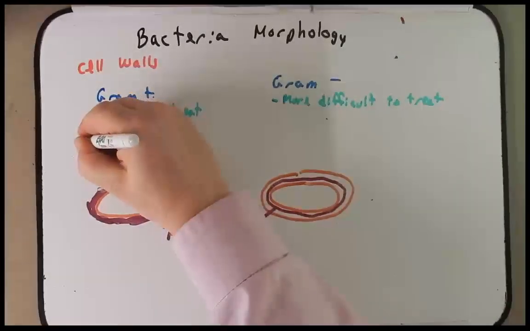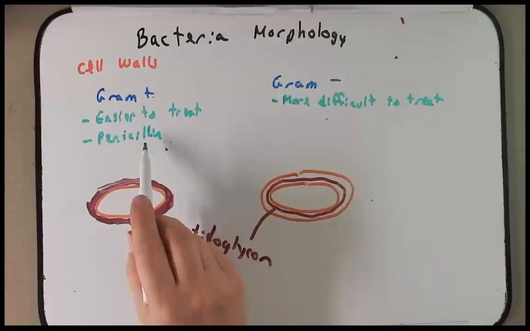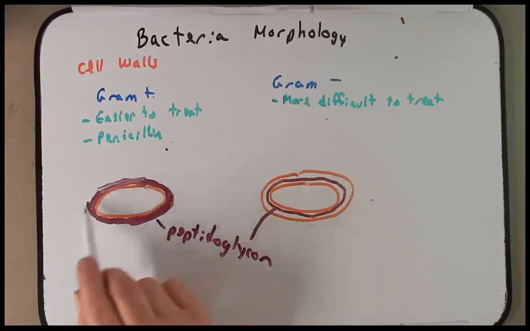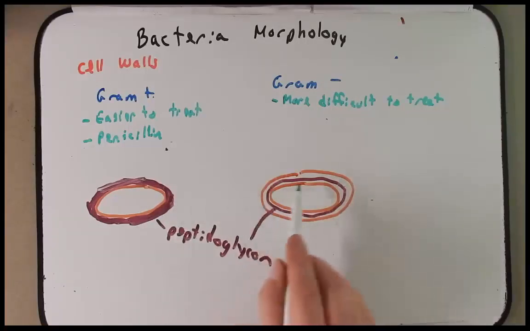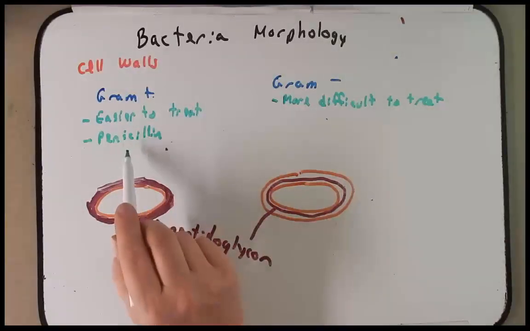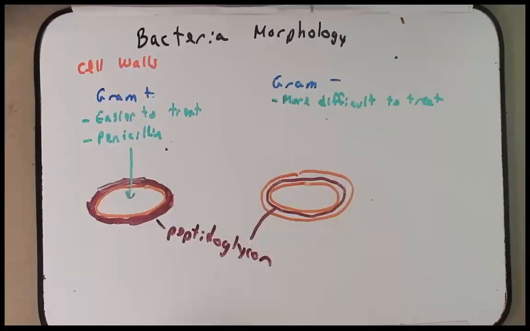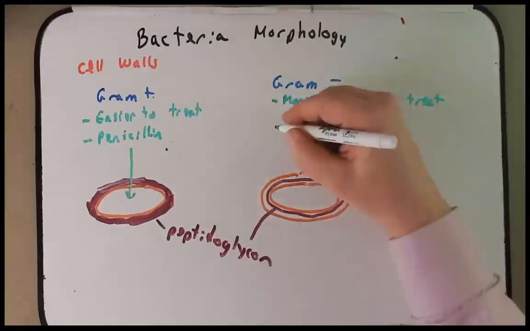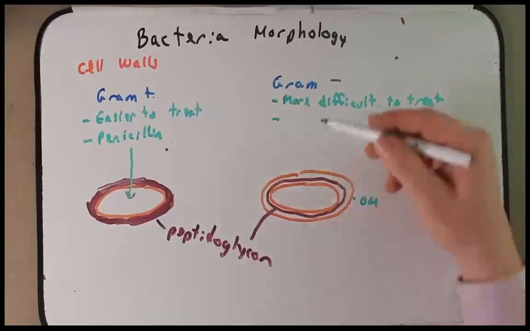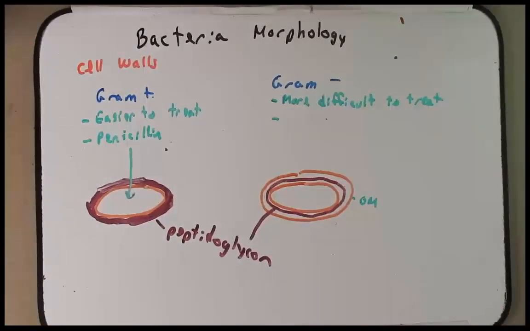Gram-positive bacteria can often be treated with antibiotics like penicillin. Penicillin's role is to disrupt the synthesis of this peptidoglycan layer here. And since it's not protected by this second outer plasma membrane, it's much easier for penicillin to enter the cell to disrupt the synthesis of this peptidoglycan layer. As I just said, this outer membrane here of a gram-negative bacterium makes it more difficult to disrupt the synthesis of this thinner peptidoglycan polysaccharide.